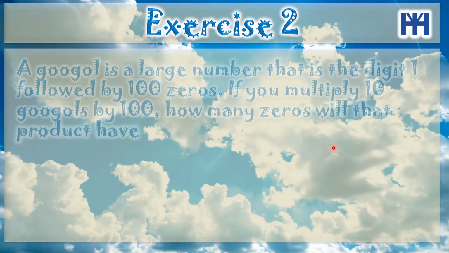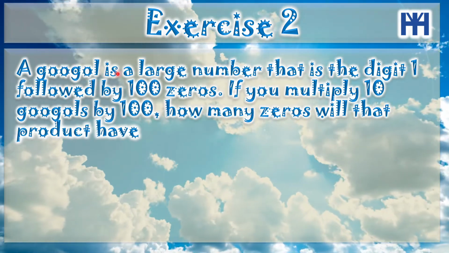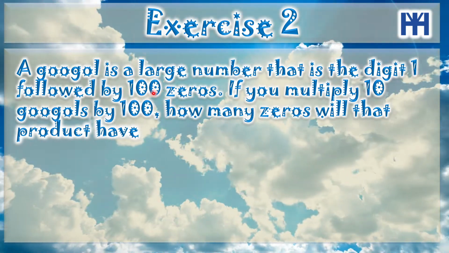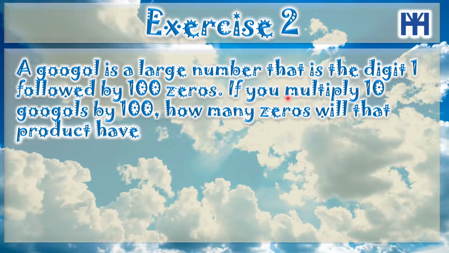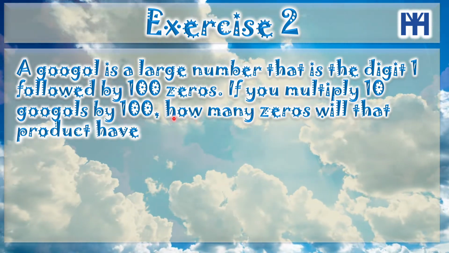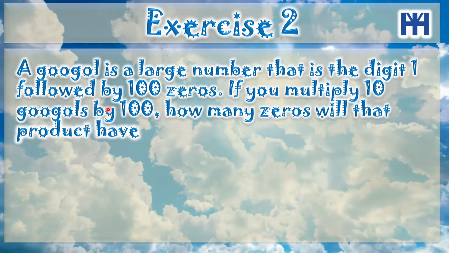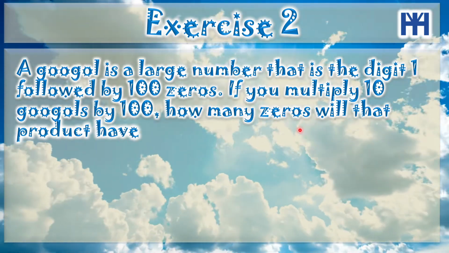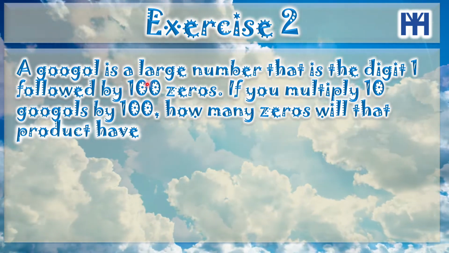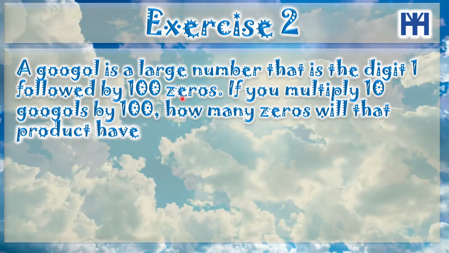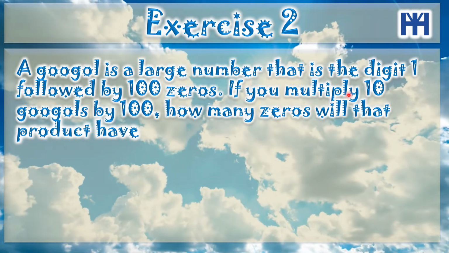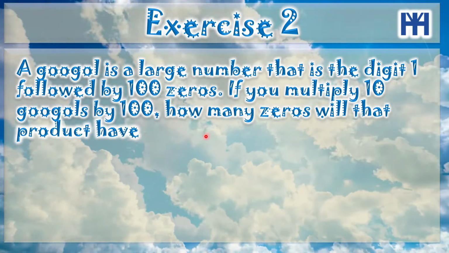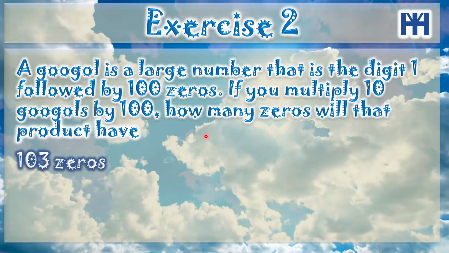Exercise 2. A googol is a large number that is the digit 1 followed by 100 zeros. If you multiply 10 googols by 100, how many zeros would that product have? Okay, we know that the googol already has 100 zeros, so 10 googols has 101 zeros. Then we multiply them by 100, so they will increase by 2, so there are 103 zeros.